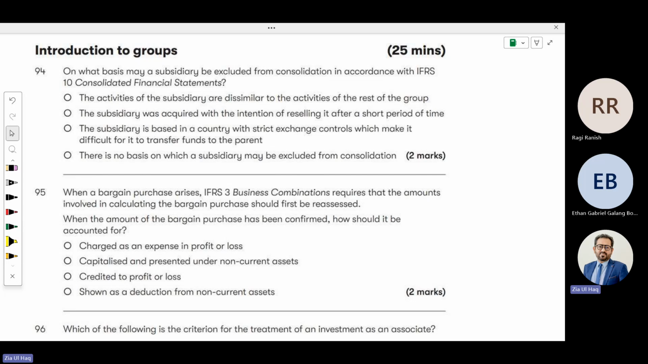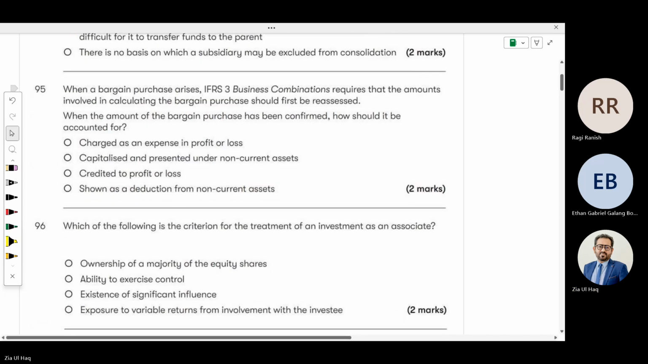Is there any basis on which a subsidiary may be excluded from consolidation? What was the basis? The intention of reselling. Subsidiary assets are immaterial. Subsidiary values are immaterial. 95, please.